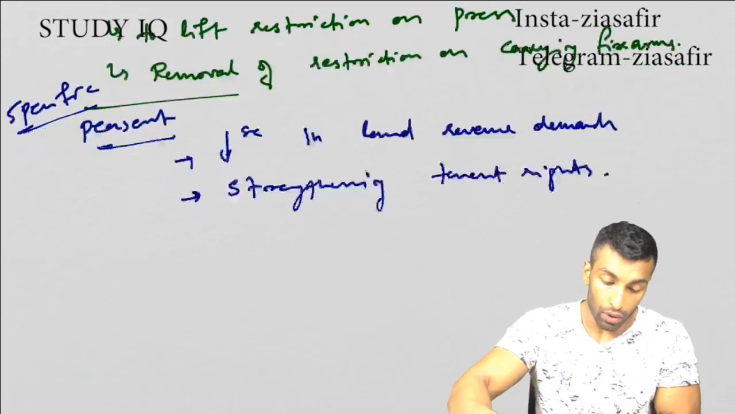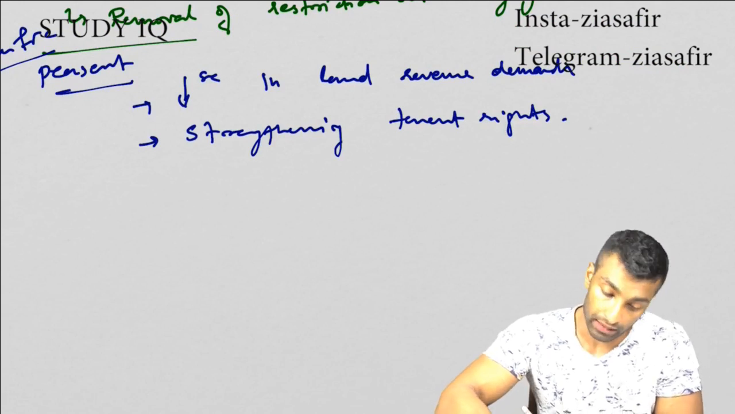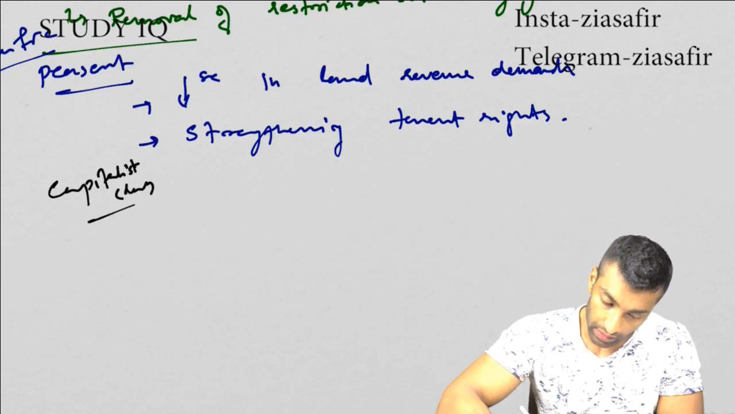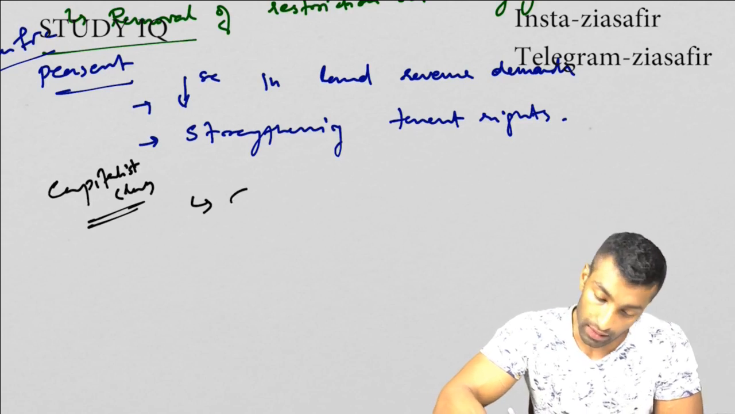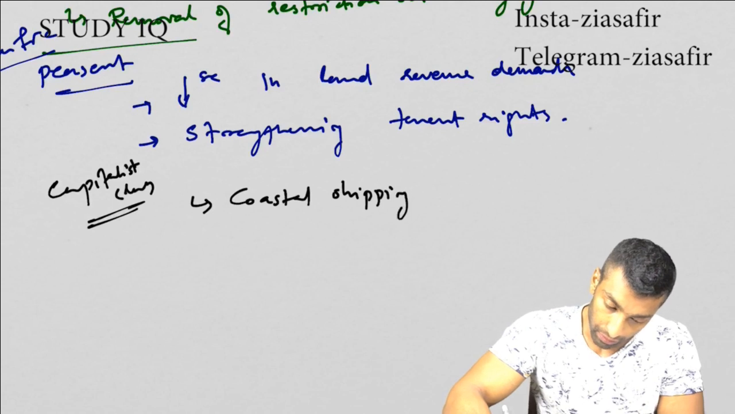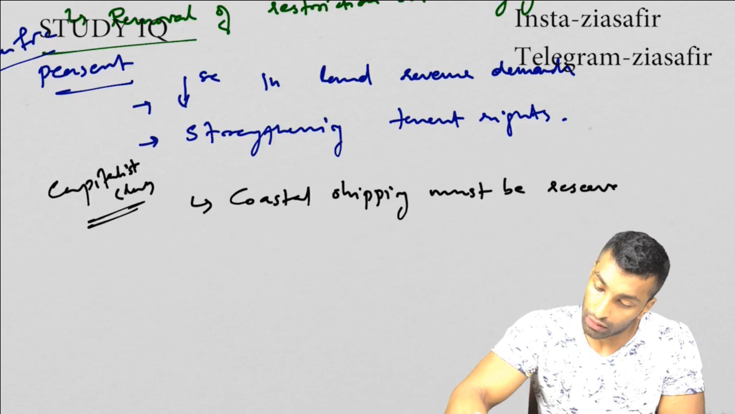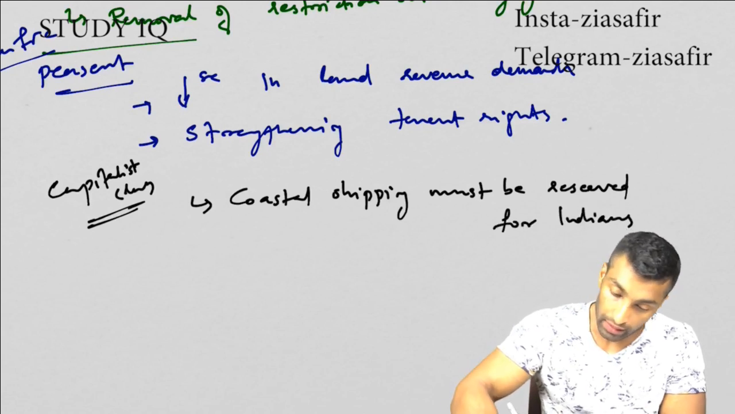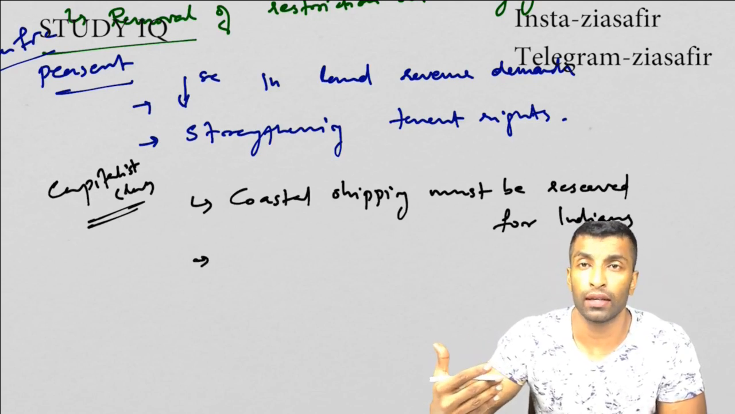Okay, now next we will look into the specific demands related to the capitalist class. The first one: coastal shipping must be reserved for Indians, and then increase the customs duty on imported textile goods.